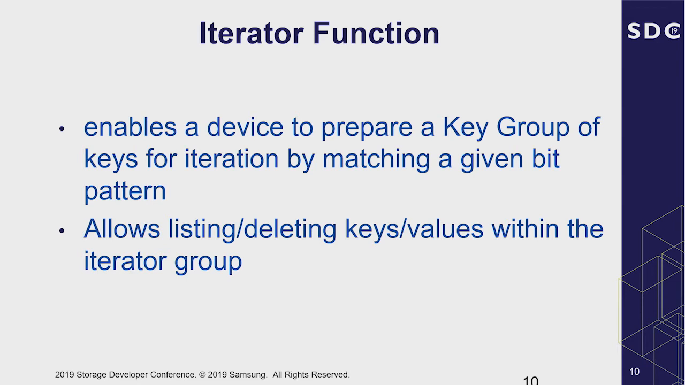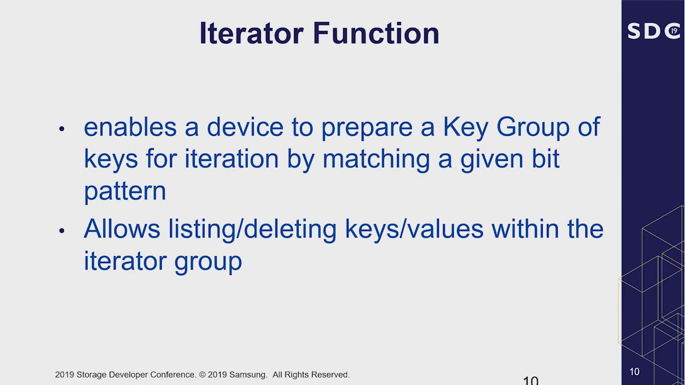So the iterator function is something that first off allows you to prepare the device, and then it allows you to list or delete key value pairs within that key group. So the iterator function is what allows you to then say, okay, I want to list my keys, but I only want to list the keys that fall within this particular key group. Or I want to delete all of the keys in this key group.